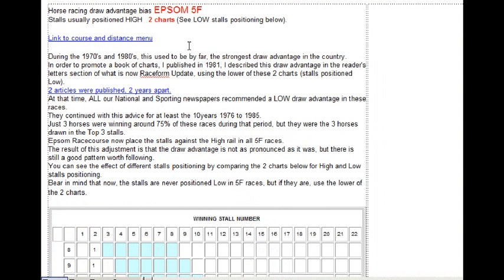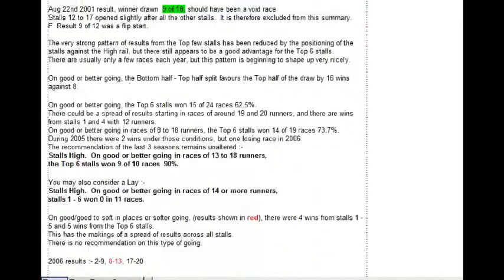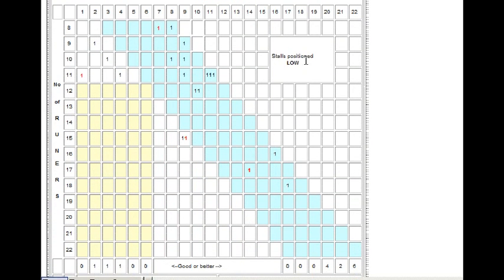I've moved on to the Epsom 5 furlong web page, and there's a note up here about what used to happen in the press concerning the draw advantages at Epsom. Now there are 2 charts, one for stalls positioned high, which is where the stalls are now, but down at the bottom there's an old chart for when the stalls used to be positioned against the low rail.